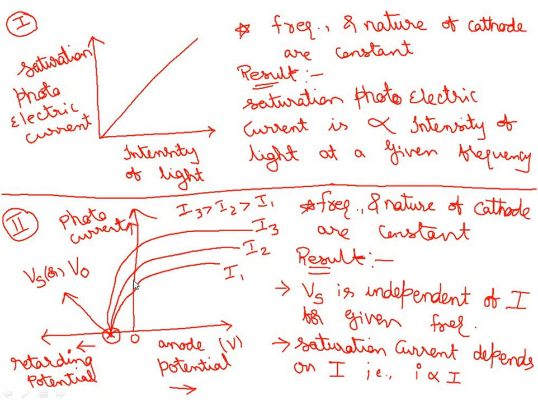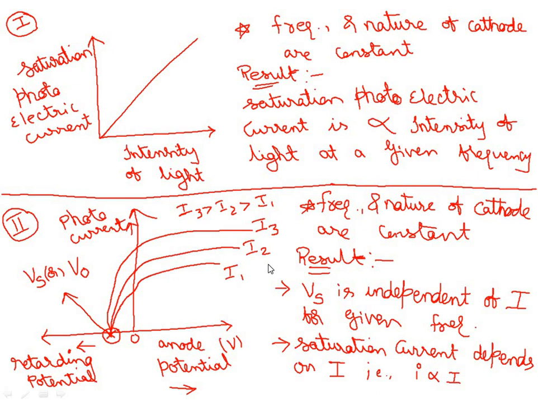That's it, right? You can notice here, on the y-axis there are 3 points where the maximum current is for 3 different intensities. Of course, from the first graph, this is what I am representing. So saturation current depends on intensity, but stopping potential is independent of intensity. Are we clear with this?